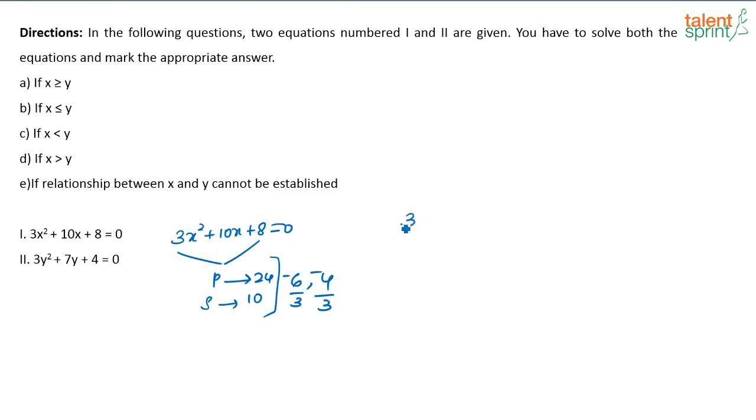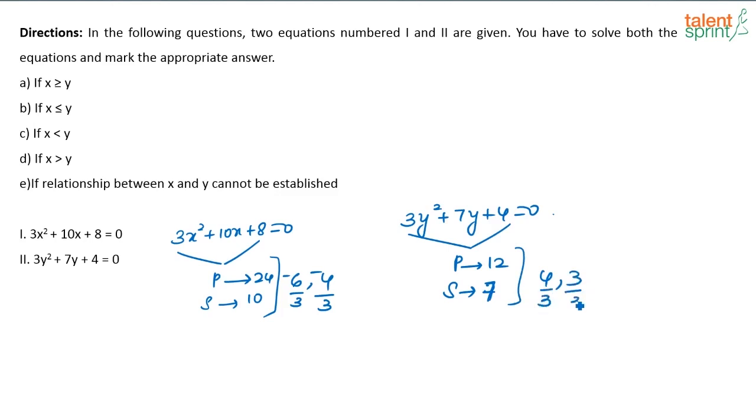Next one, you have 3y squared plus 7y plus 4 is equal to 0. The product of two numbers is 12, the sum of the two numbers is 7. So what are the two numbers? 4 and 3. So the roots are 4 by 3 and 3 by 3, both negative because plus plus here. So the roots here are minus 2 and minus 4 by 3. Here it is minus 4 by 3 and minus 1.